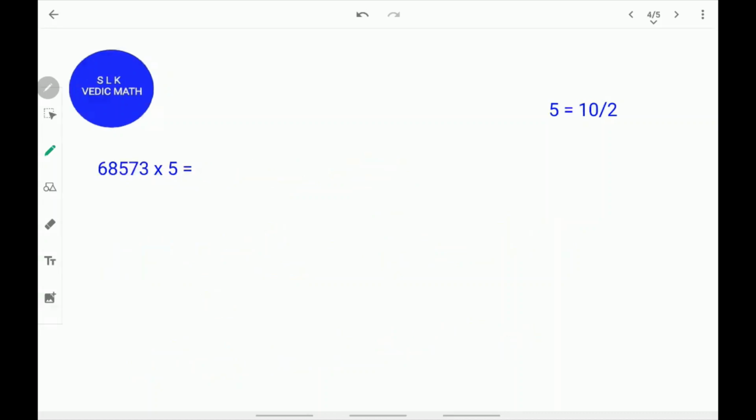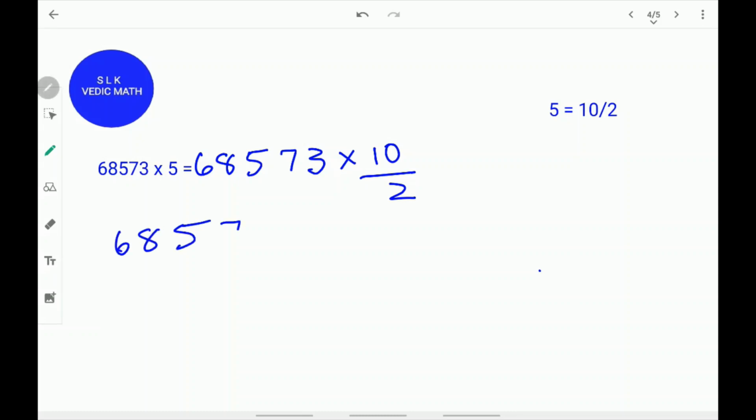Let's try another example. 68573 times 5. Since 10 by 2 is equivalent to 5, so it's basically 68573 times 10 by 2. First multiply 68573 times 10, which is 685,730. Any number that you multiply by 10, you just add a 0 in the end. Next we divide it by 2.